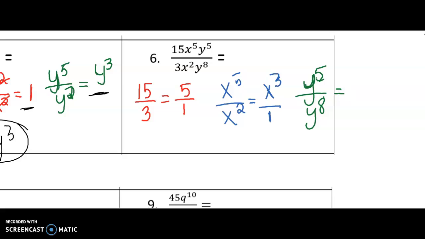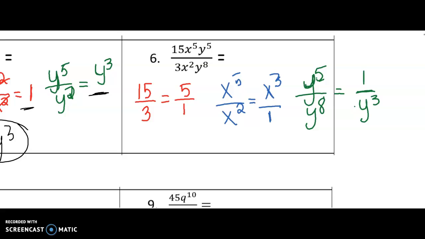Now in this one you got to be very careful. Which one wins, the top or the bottom? The bottom wins by 3. So that's 1 over y to the 3rd. Remember, you still have that 1 in the top because 5 of them cancel out. So you have no more y's in the numerator, but you do have 3 y's in the denominator.